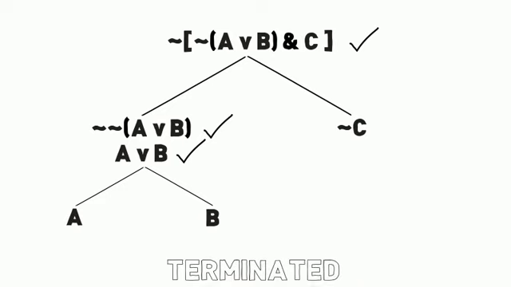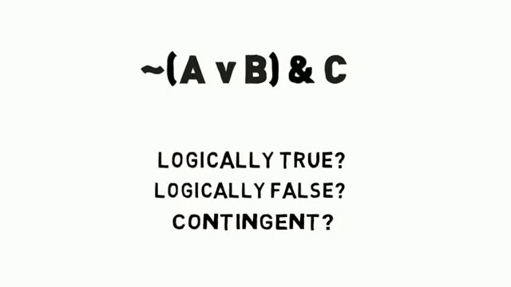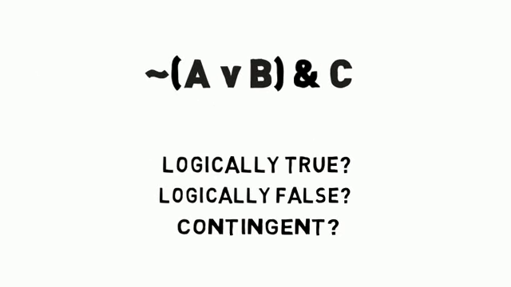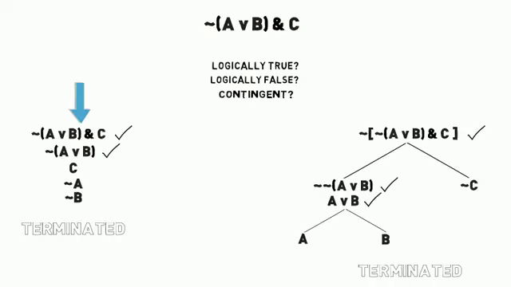Do any of the branches contain single statements and negated single statements that are contradictory? No, so all branches are open. This tree shows that the negated statement at the top of the tree is true if A is true, or if B is true, or if C is false. In other words, it is possible for the original unnegated statement to be false. Now, return to the original question. Is the statement not (A or B) and C a logical truth, a logical falsehood, or contingent?